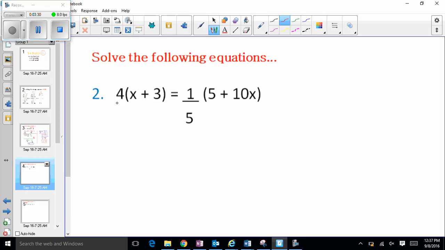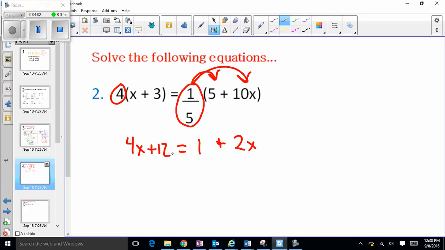Both of these have a term that we have to distribute. Now, we could distribute each one, or we could try and cancel them out. But in this case, it works out just fine to distribute this fraction. So let me show you. 1/5 times 5 is just 1. 1/5 times 10x, well, what's 1/5 of 10? That's 2. So I end up with 1 plus 2x over here, and on the other side, I get 4x plus 12.